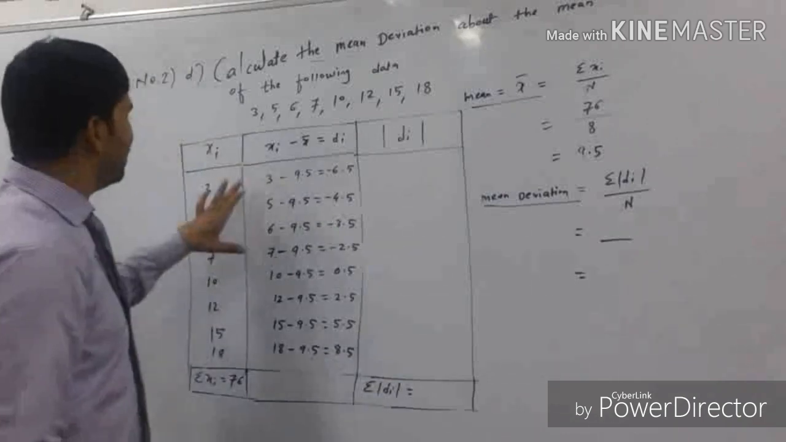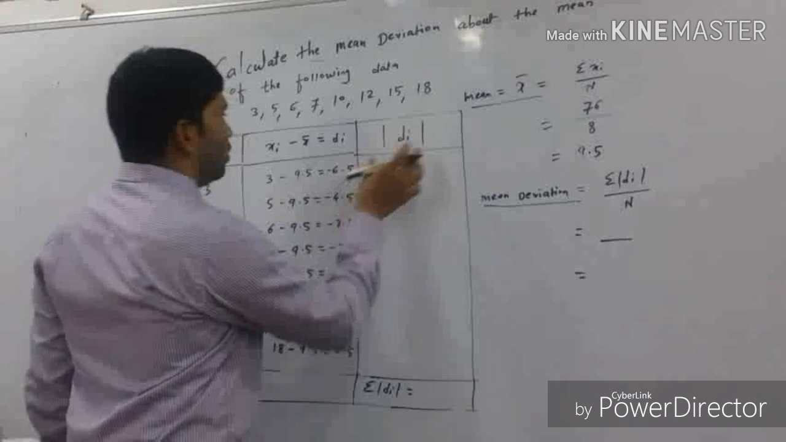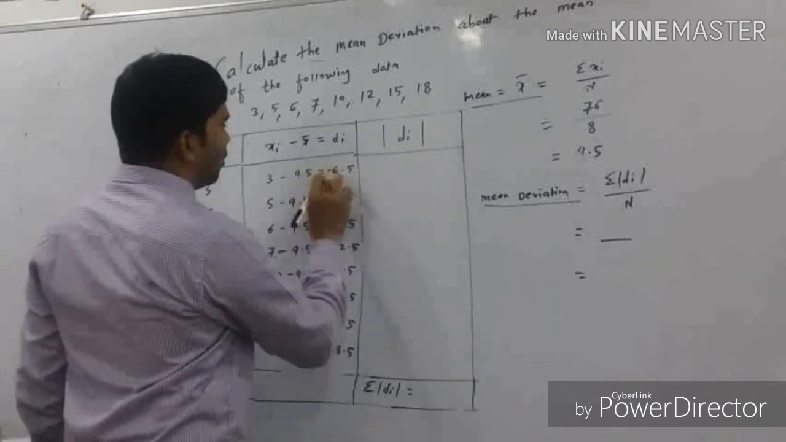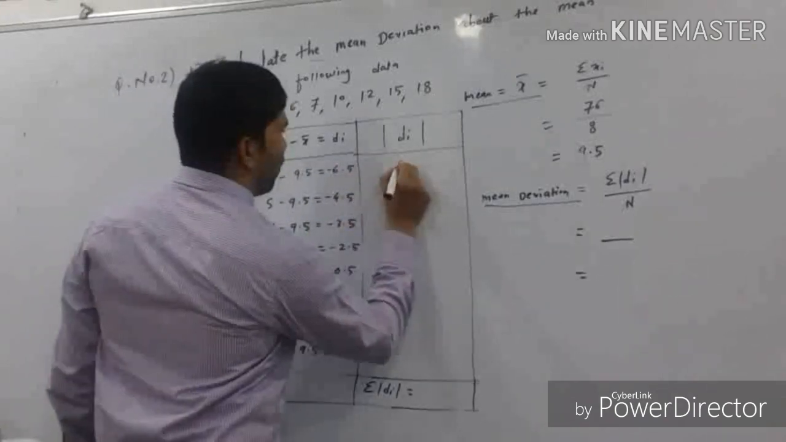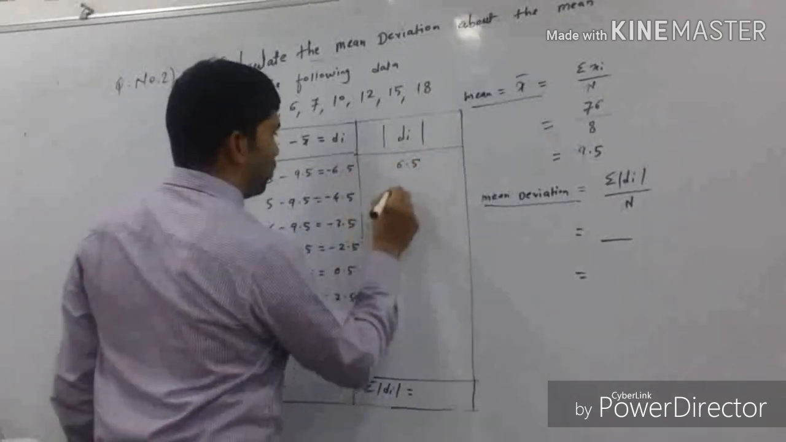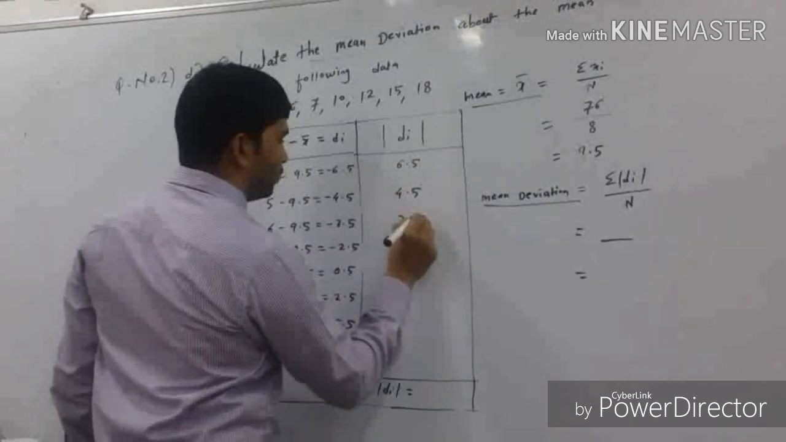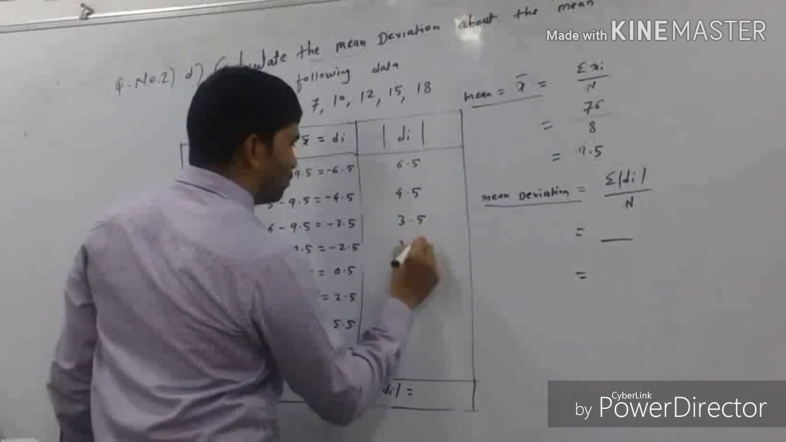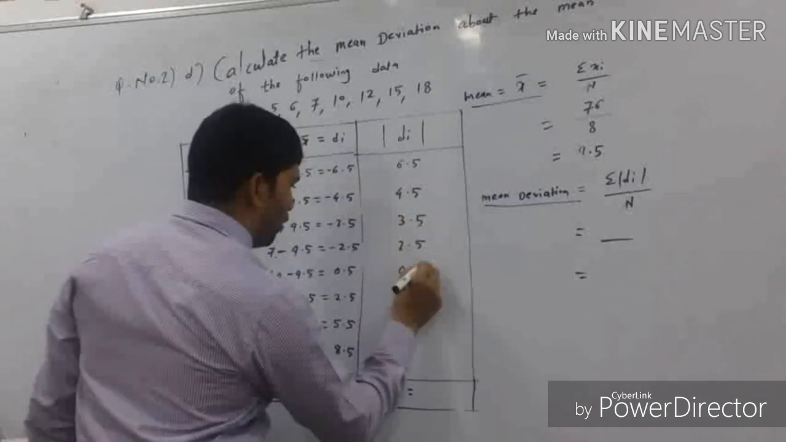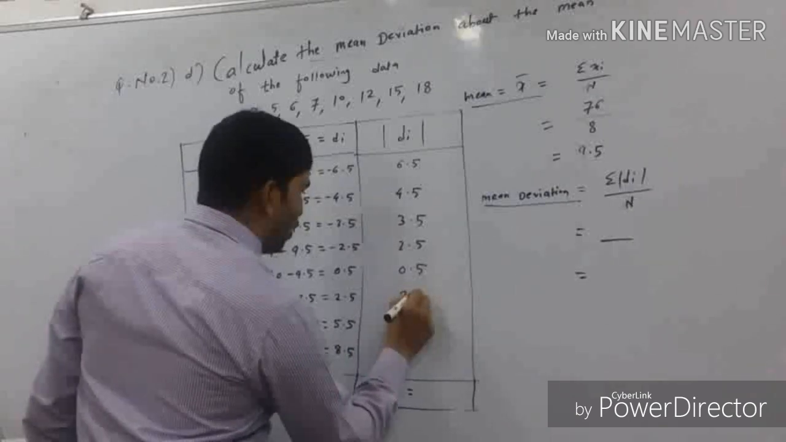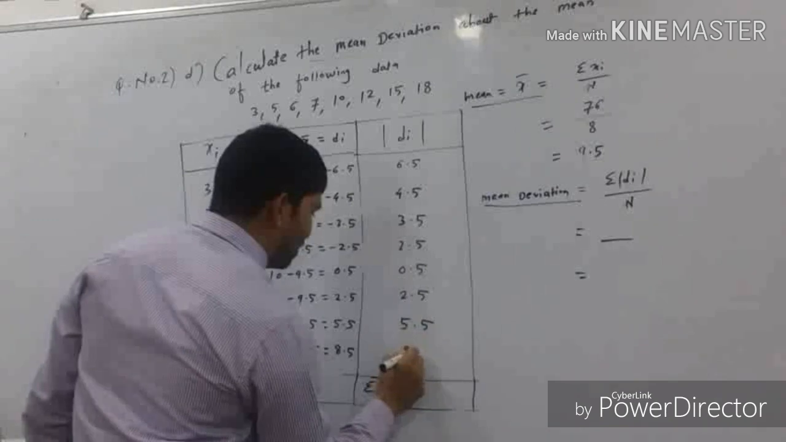So here we find di. Now we have to take mod di. So in mod we have to take only plus value. Instead of minus we take plus value. So here first value is 6.5, then 4.5, then 3.5, then 2.5. That is only plus value. Instead of minus we take plus. 0.5, then 2.5, then 5.5, and last one is 8.5.